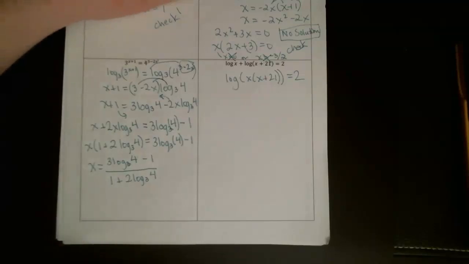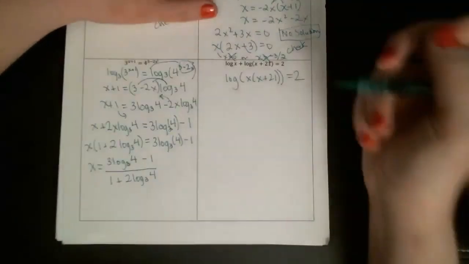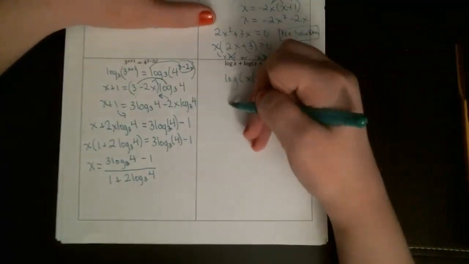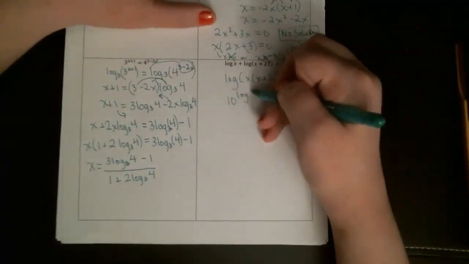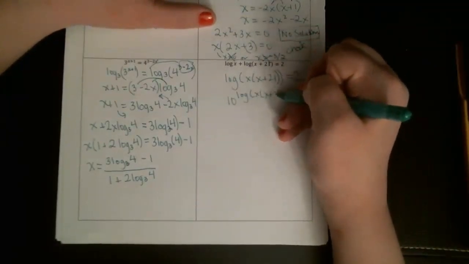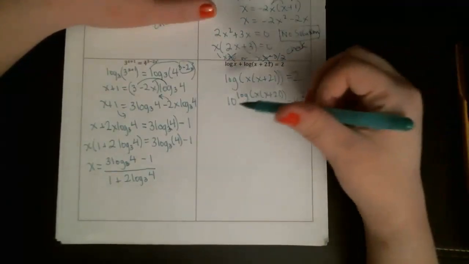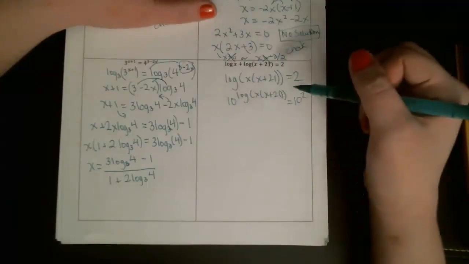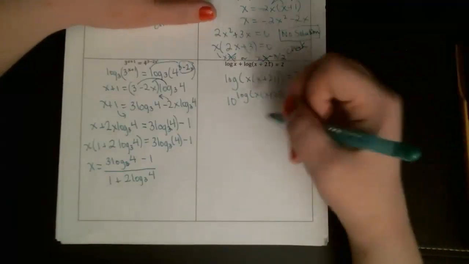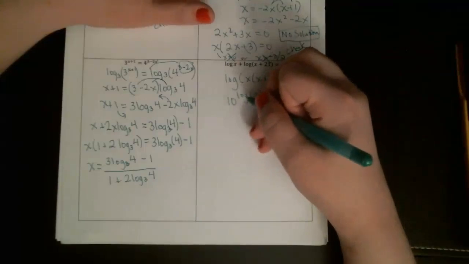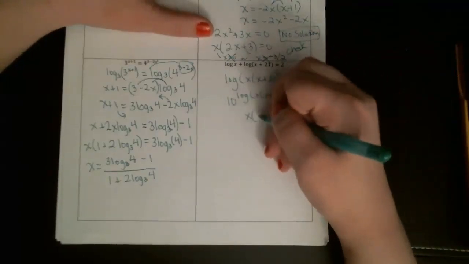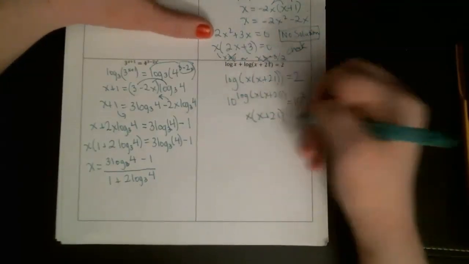Now I'm ready to get rid of the logs. Because there's no base, I'm assuming this is a common log, log base 10, which means I want to exponentiate with a base of 10 to get rid of it. Okay, so 10 to the log of x times x plus 21. The 10 to the power of the log will cancel out, and I'm just left with the x times x plus 21.